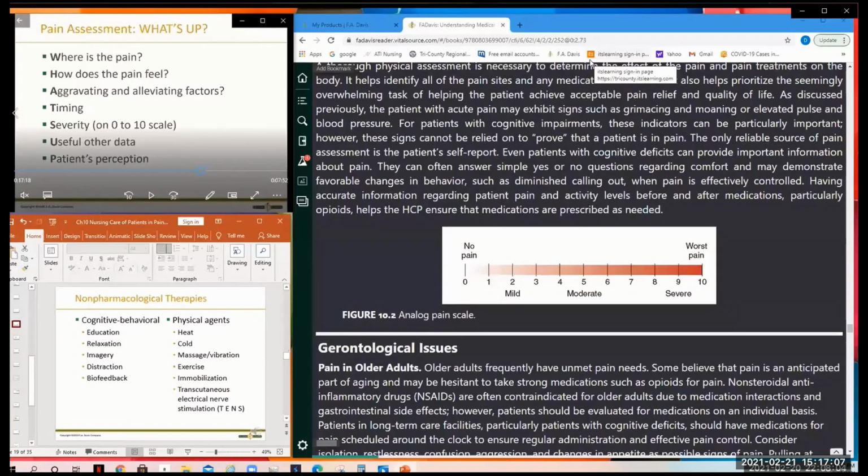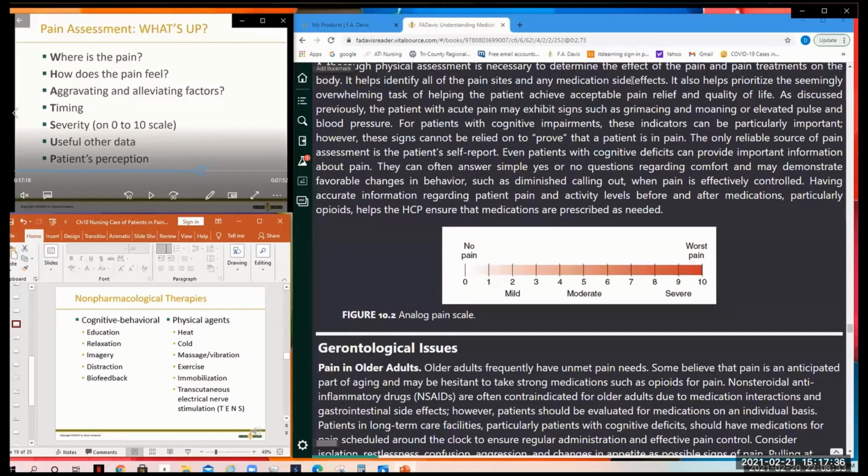Perform a complete physical assessment. A thorough physical assessment is necessary to determine the effect of the pain and pain treatments on the body. It helps identify all of the pain sites and any medication side effects. It also helps prioritize the seemingly overwhelming task of helping the patient achieve acceptable pain relief and quality of life.